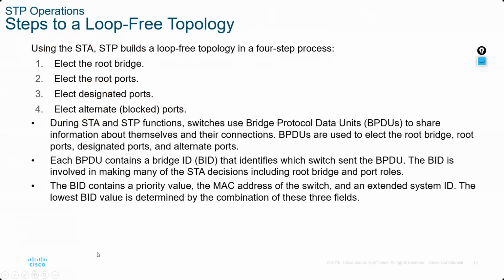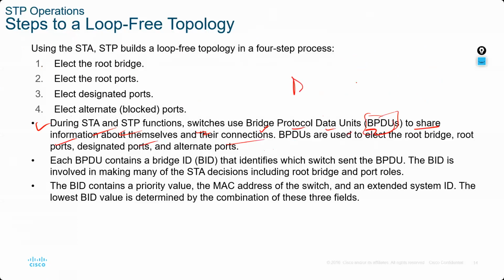They must first of all select who becomes the root bridge. Then all the ways lead to the root bridge. By that, they select the root port, designated port, and alternate port. But I need you to also understand some things here, guys. During STA and STP function, I said those switches will be talking. How are they talking? What is in their love letter? Bridge Protocol Data Units. They use BPDU. Switches use BPDU to share information about themselves and their connections.